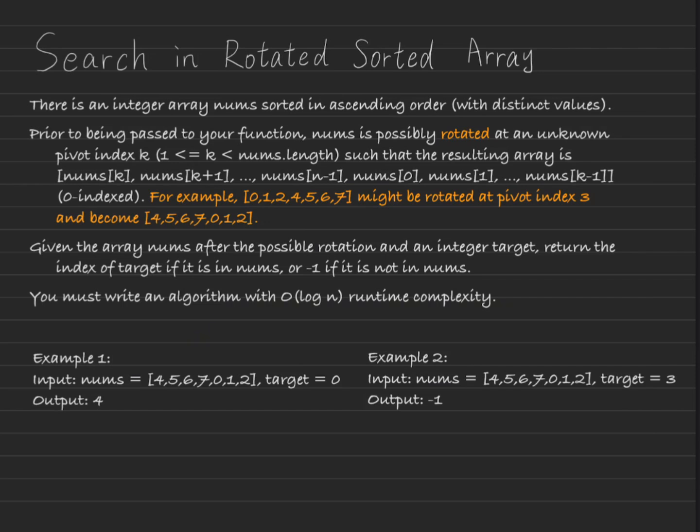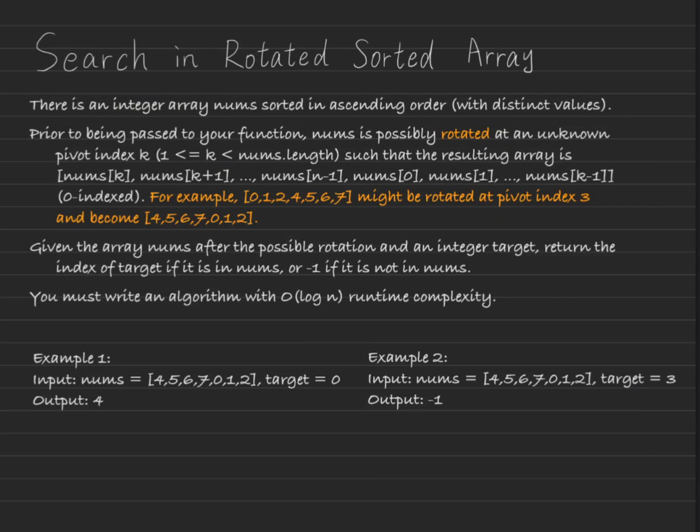For example, if the sorted array is 0, 1, 2, 4, 5, 6, 7, and we rotate it at pivot index 3, then the resulting array would be, starting from index 3, 4, 5, 6, 7, 0, 1, 2. Now the question is, given the array nums after the possible rotation and an integer target, return the index of the target if it's in nums, or -1 if it's not in nums. And we must solve this in O(log n) time.